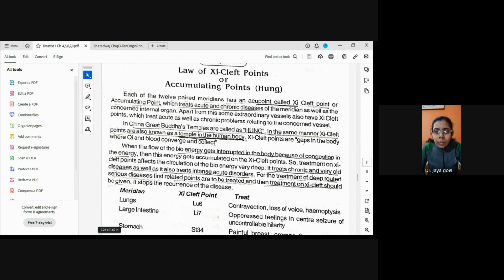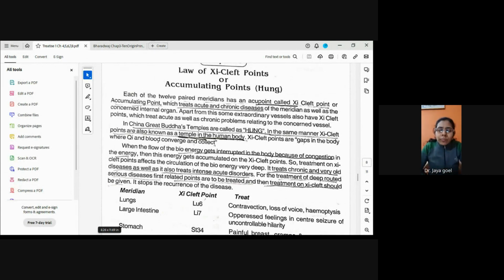Some extraordinary vessels also have these cleft points. The cleft point is used to treat the acute as well as chronic diseases of the meridian or the concerned organ. The accumulating point is also called Xi, because Xi is the temple in China, like the Great Buddha's temple. Means the energy level of this point is very high.